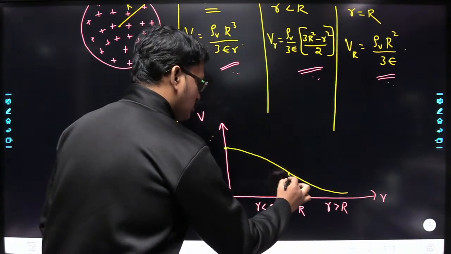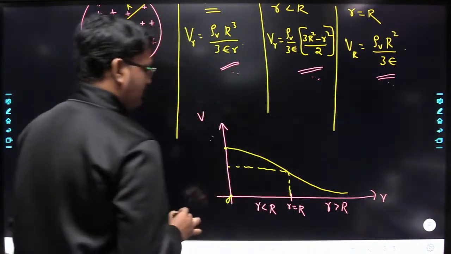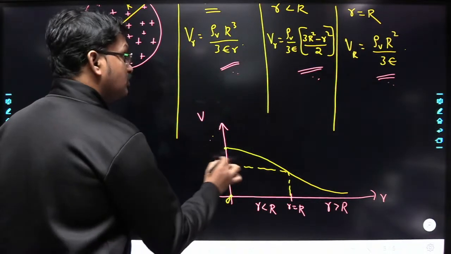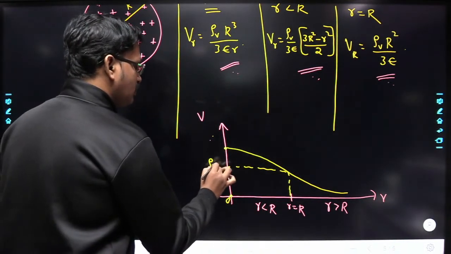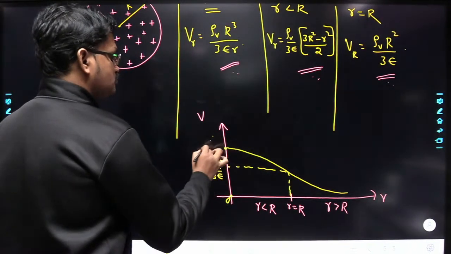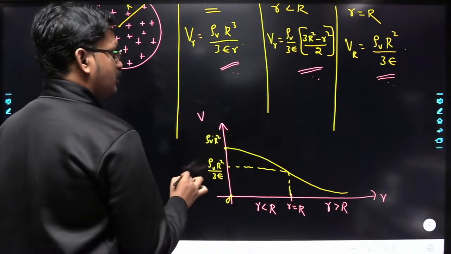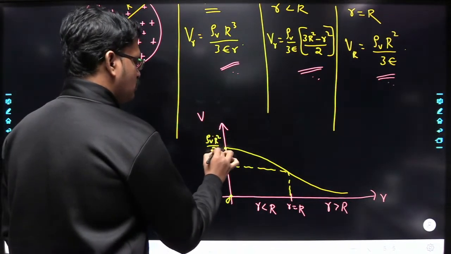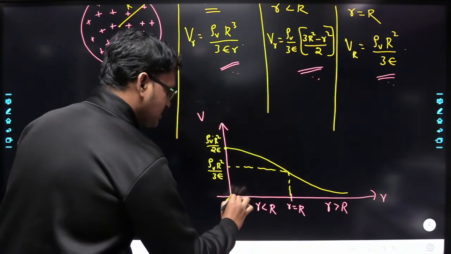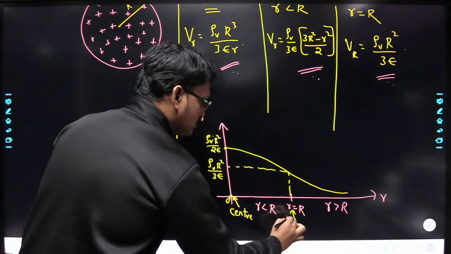Next, at R equal to capital R, the potential is nothing but rho v capital R square by 3 epsilon, and at R equal to 0, we got rho v R square divided by what? Divided by 2 epsilon. Understood? Okay. So this is at the center and this is on the surface.